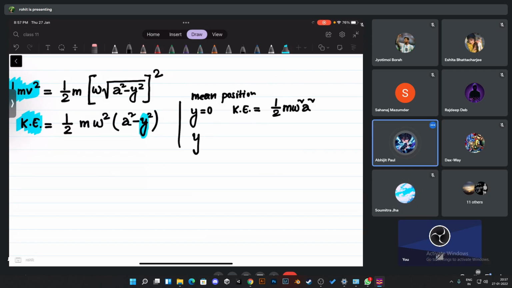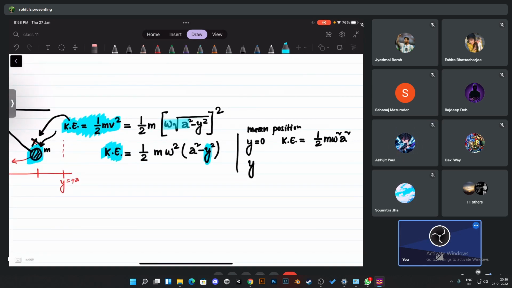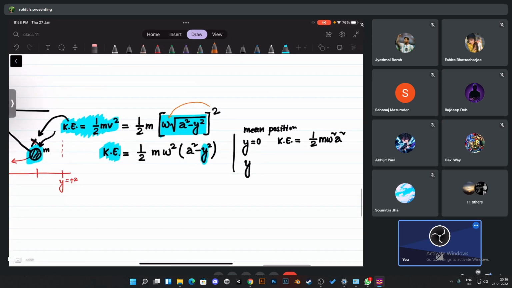Can I repeat again? Which part did you miss? From kinetic energy, second line. Do you understand this formula for velocity? Then see, when I square, the square with the omega will become omega square. And the root, because of the square, will there be root or no more root? No root. So this is the formula to calculate kinetic energy at any position y.